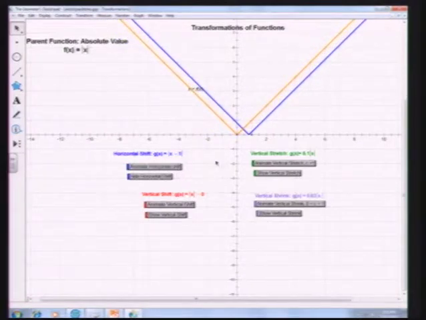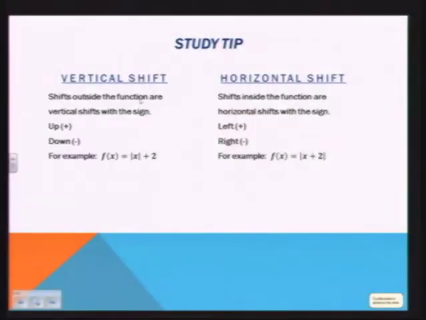Now, horizontal shifts and vertical shifts play a key role in transforming functions. So I'm going to show you back of how these work simultaneously. So, an overview. I want you to take a look at vertical shift. Shifts outside the function are vertical shifts with the sign. So again, if it's up, it's a positive constant, which you will see based off of your function. If it's negative, it's down.